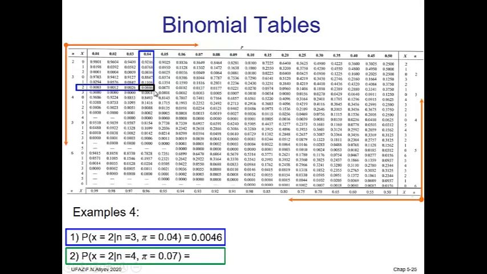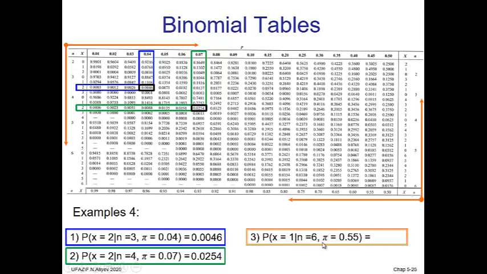One more example. x2, n4, pi 0.07. n4, again something which is less than 0.5, so you use this direction, 0.07 here, n4, x2 here, intersection here, okay, 0.0254. You can calculate this also by using the formula of binomial distribution. You will obtain the same result.